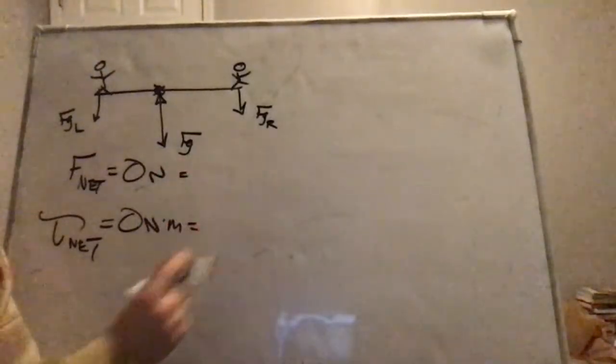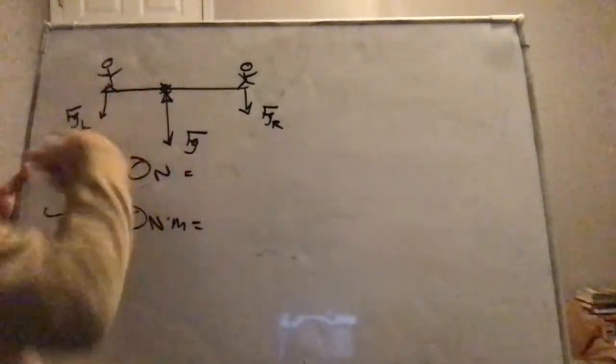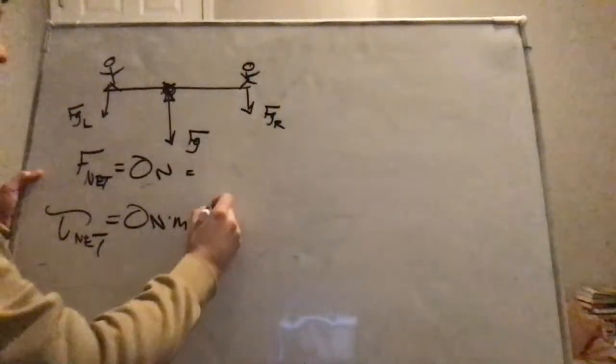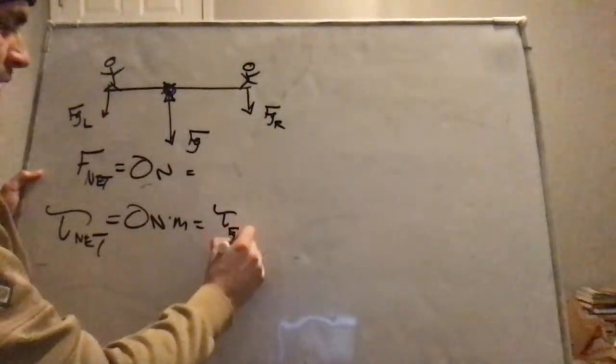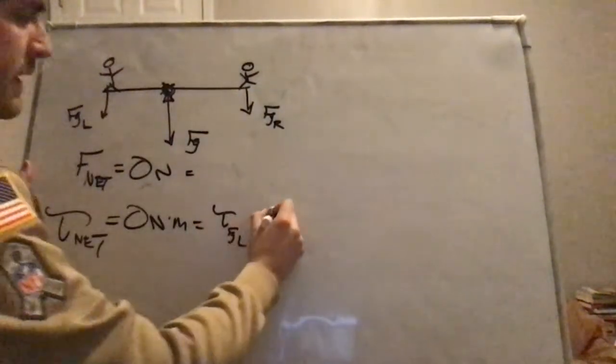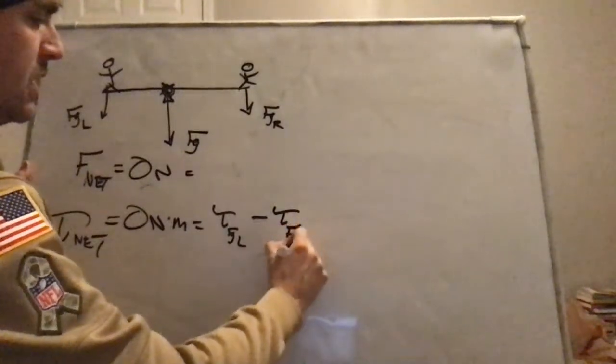Let's write our net force and net torque expressions. Net torque, let's see, axis of rotation is right there. I see torque from FGL going counterclockwise. Let's subtract it from the opposite direction, which is the right side.